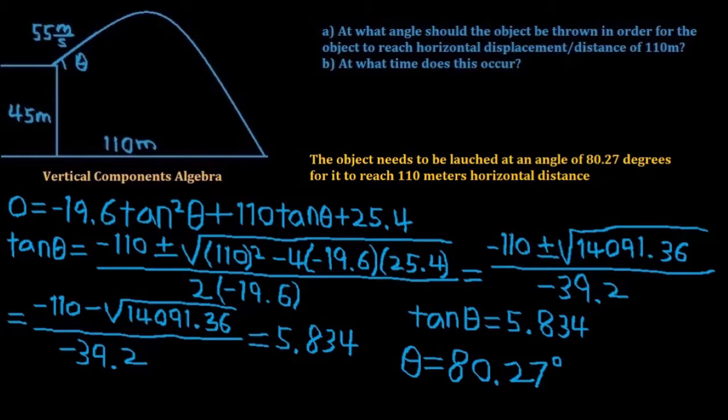And then you take the inverse to find theta, the value of the angle, basically. It turns out being 80.27 degrees. That's the angle.